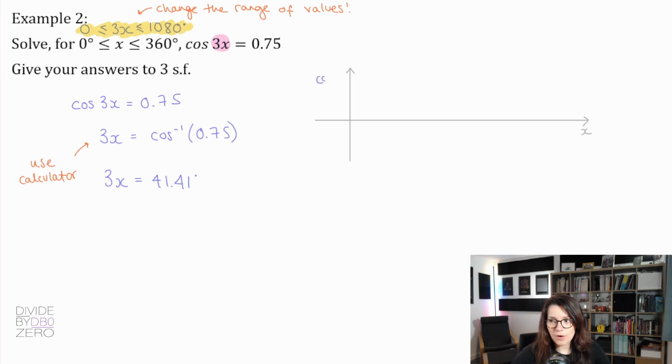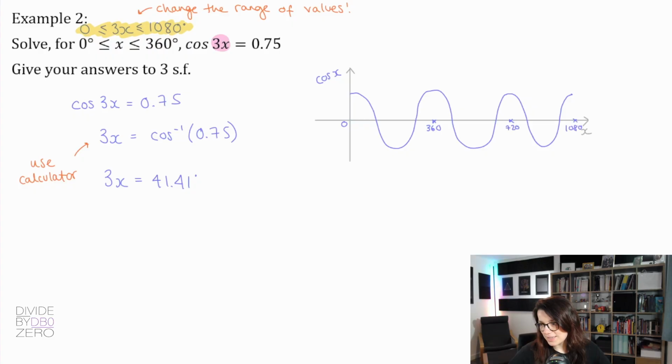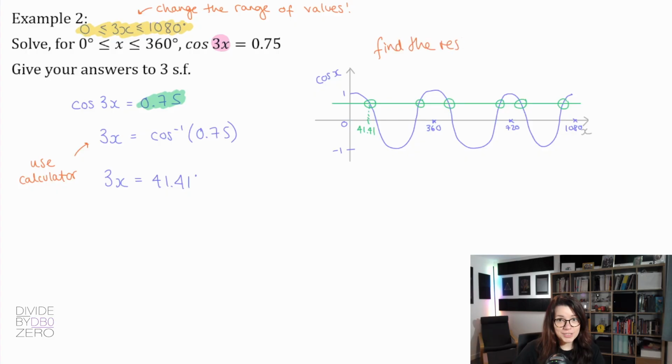This time we're sketching cos, but it's got to be between 0 and 1080, which would mean we need 3 of the regular cos graphs like that. 0, 360, 720, 1080. Max is still 1 and the minimum is still -1. Now let's think about where 0.75 would be on the graph roughly, and it would be somewhere up here. When I draw a line across, I can see there are actually lots of solutions this time. 6. We've got the first one, it was 41.41. Now we just need to find the rest.